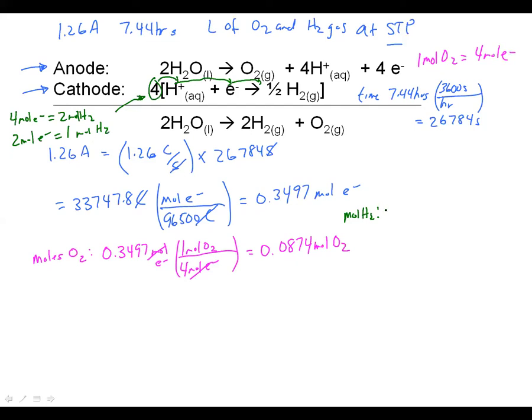So again, starting with our moles of electrons, using our relationship that we got from the equation, and I'm going to use the 2-to-1 relationship. Again, you can use the 2-to-4 relationship if you like. Now it's going to give us our moles of hydrogen gas, which looks like 0.175.